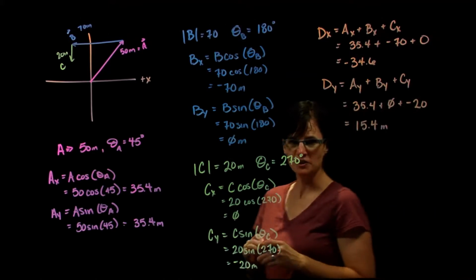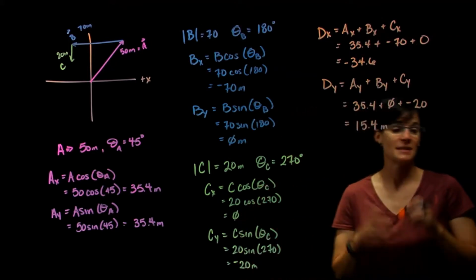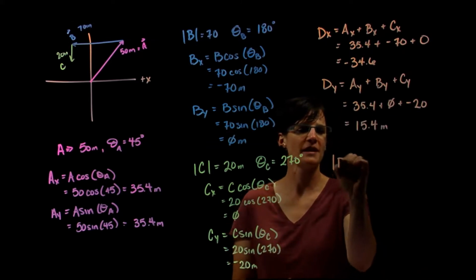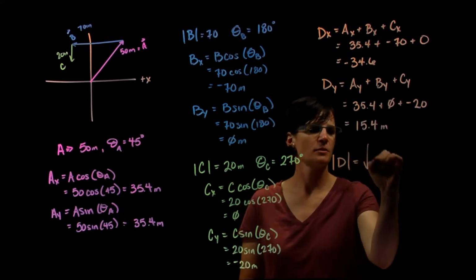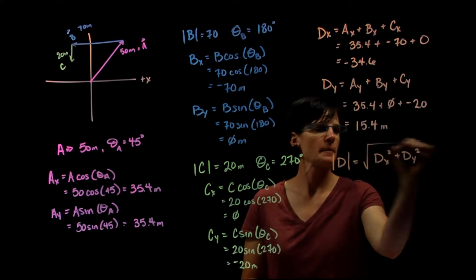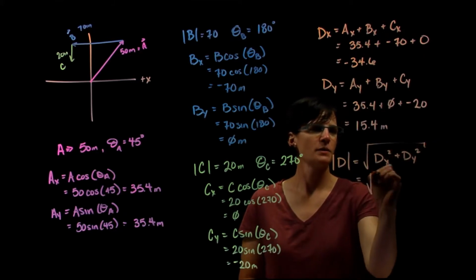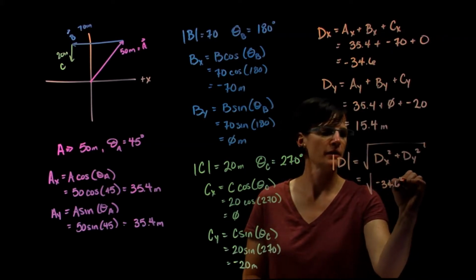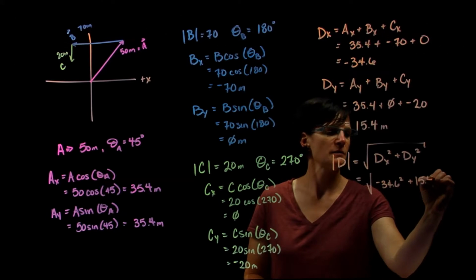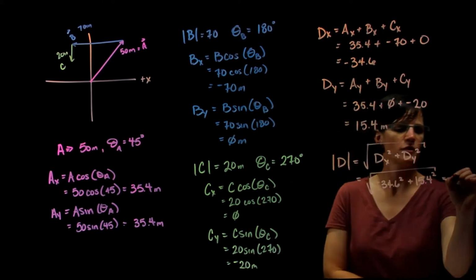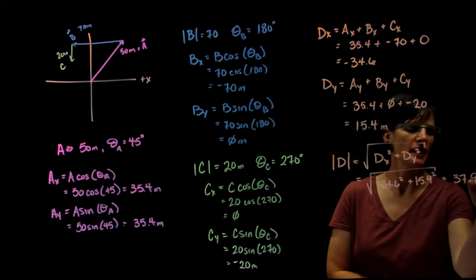The final question is the magnitude and the angle. So I use my Pythagorean theorem for that. So the magnitude of D is going to be the square root of d sub x squared plus d sub y squared. So that equals negative 34.6 squared plus 15.4 squared. And I get a magnitude of 37.9 meters.